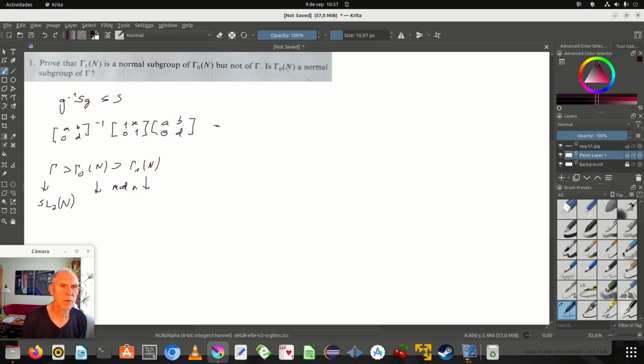The next problem, whether gamma naught is a normal subgroup, then we have to try the same condition. And gamma is generated by S and T, so it's sufficient to try this with S and T. So I'll do that as well, make a break, and then show you the result.